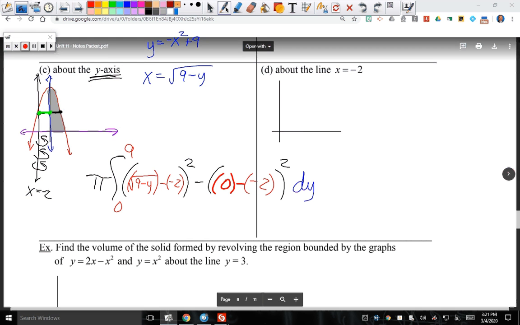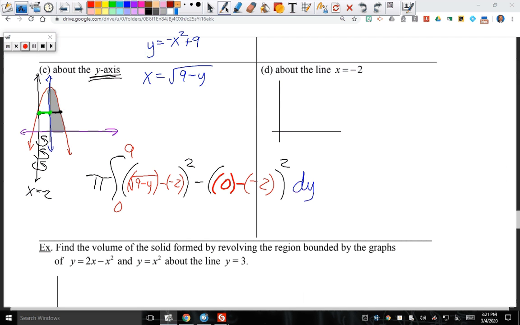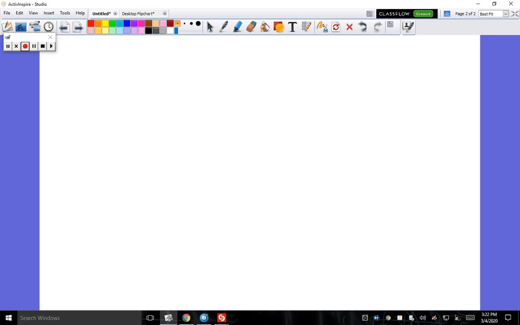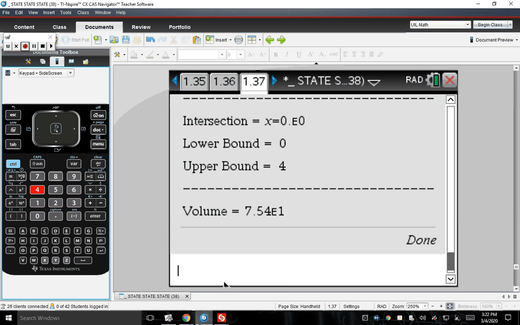So what I want you to do now is type this into your calculator. Please type this into your calculator, and I'm going to do it with you to see what we get as a volume. Here we go.